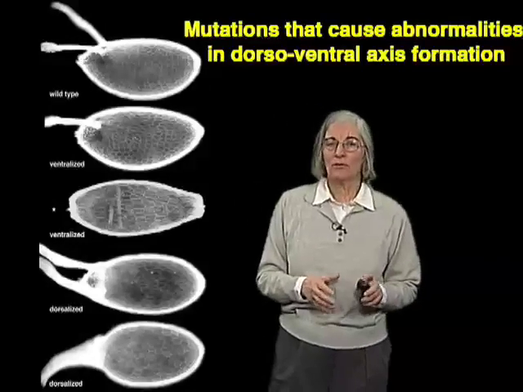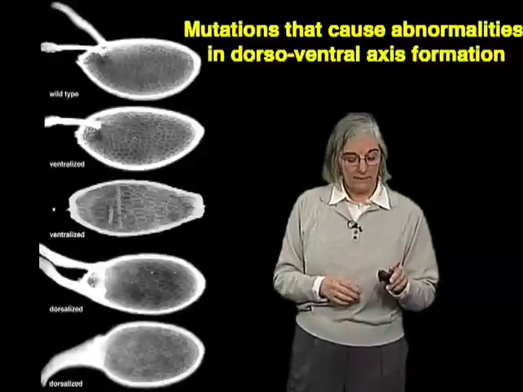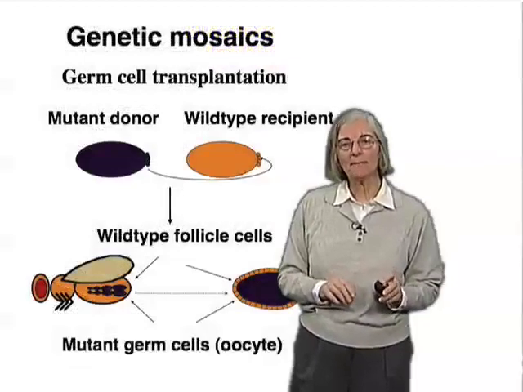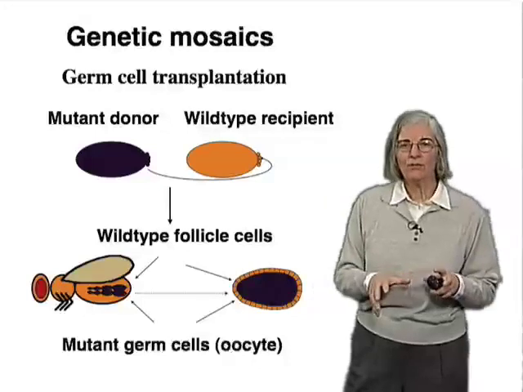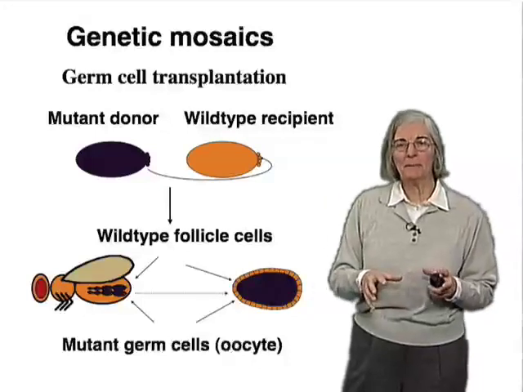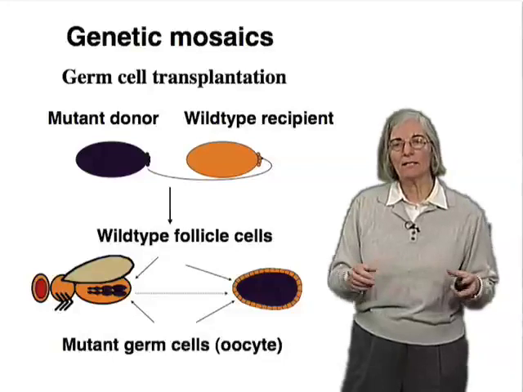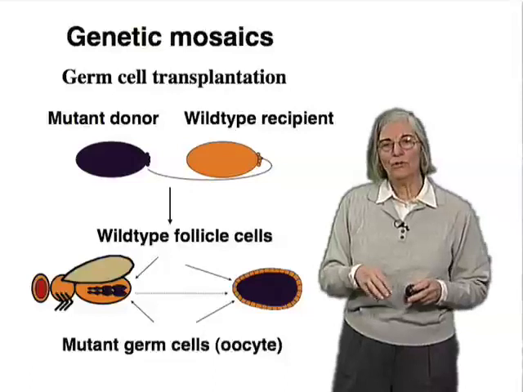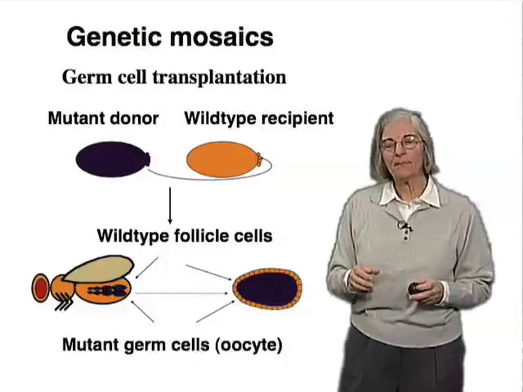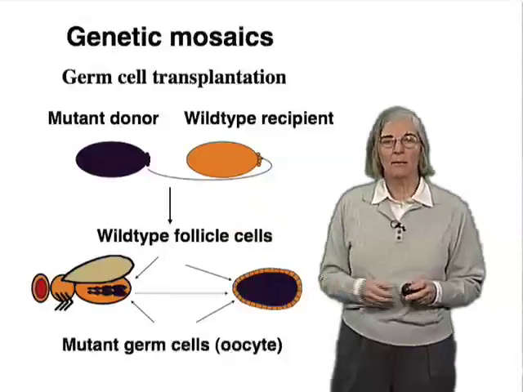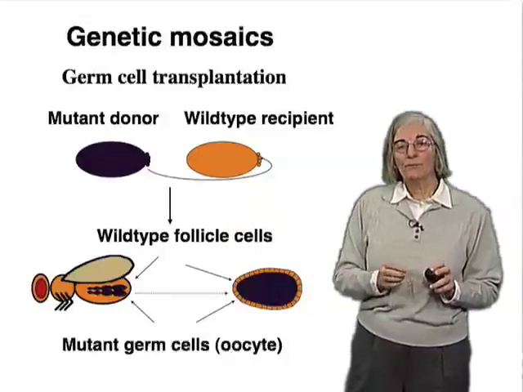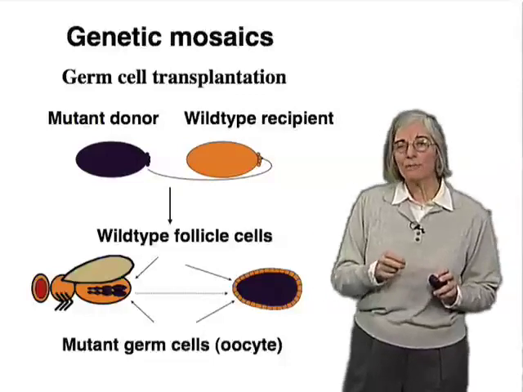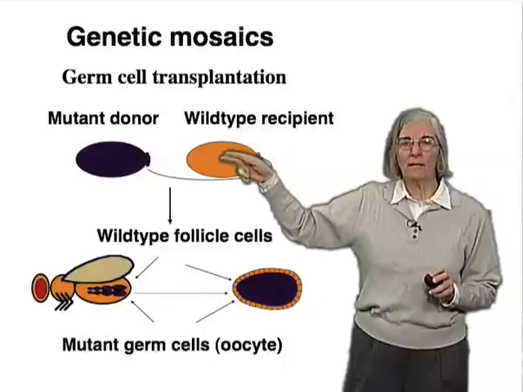And there are methods to ask these questions that we use a lot in development, and they usually involve making mosaics. In this particular case, where we're interested in the question of patterning between the egg itself and the follicle cells, we can make mosaics where one is mutant and the other wild type. Here, in this example, we're using transplantation of cells.